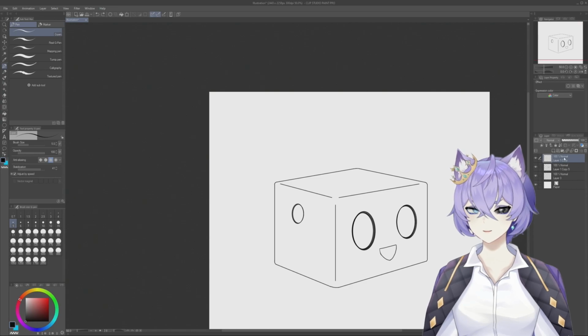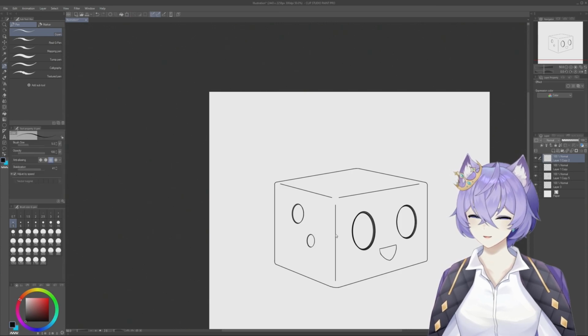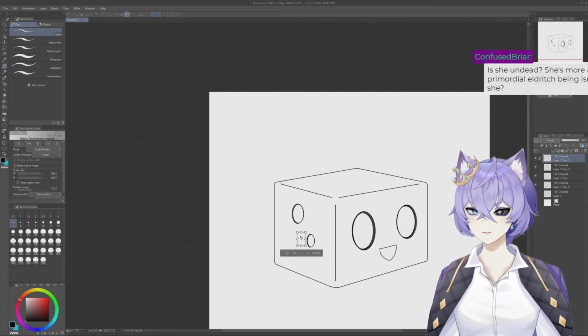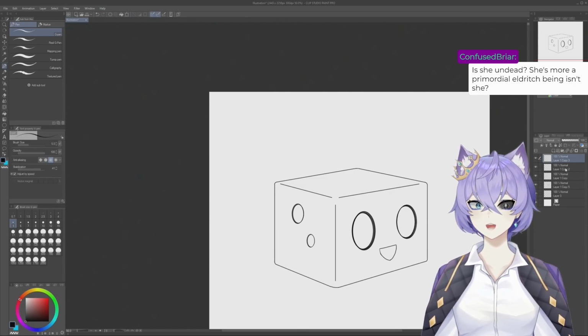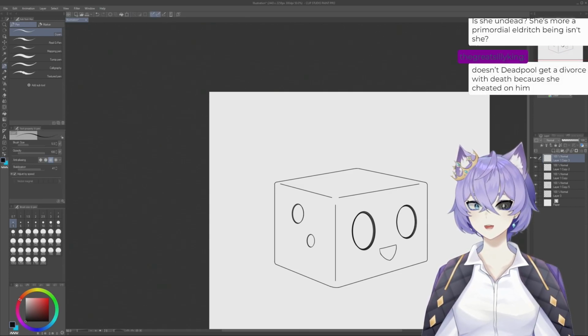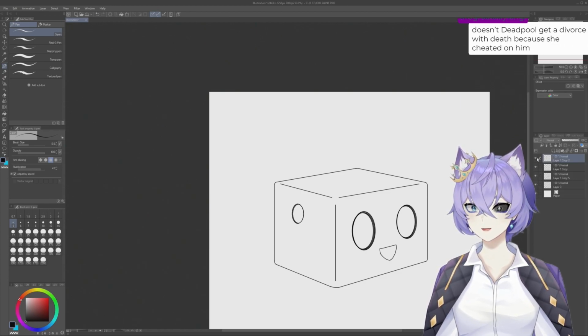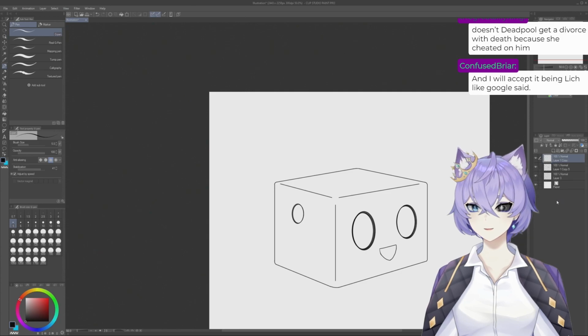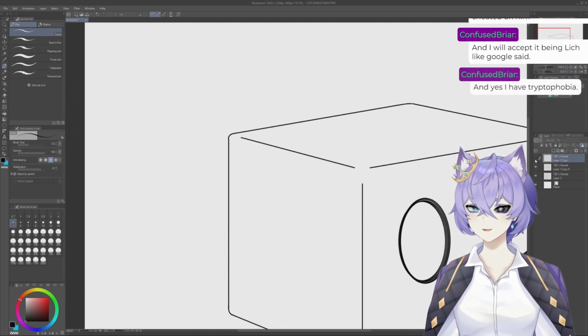Ooh, does anyone have that phobia about holes? Because if so, now might be the time to look away. Oh! Oh! I can make a dice. It's a little stout right now, but I can make a dice.